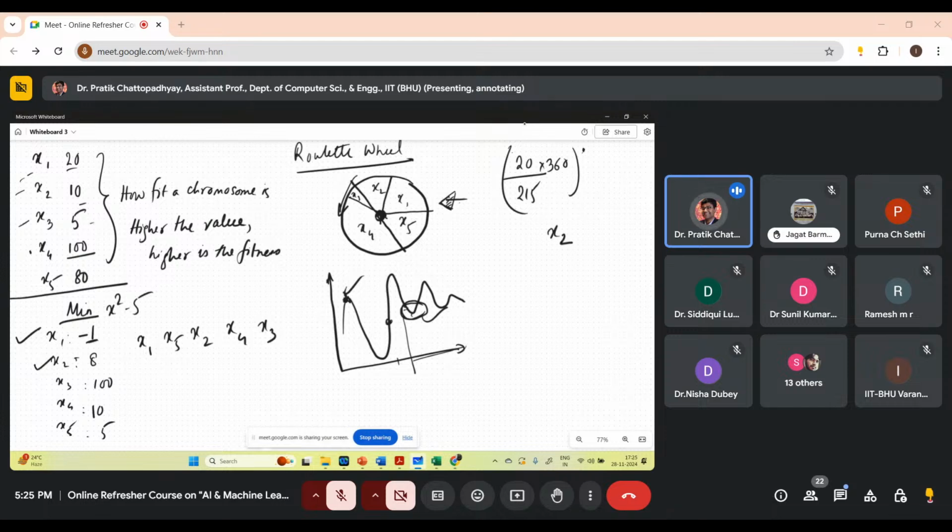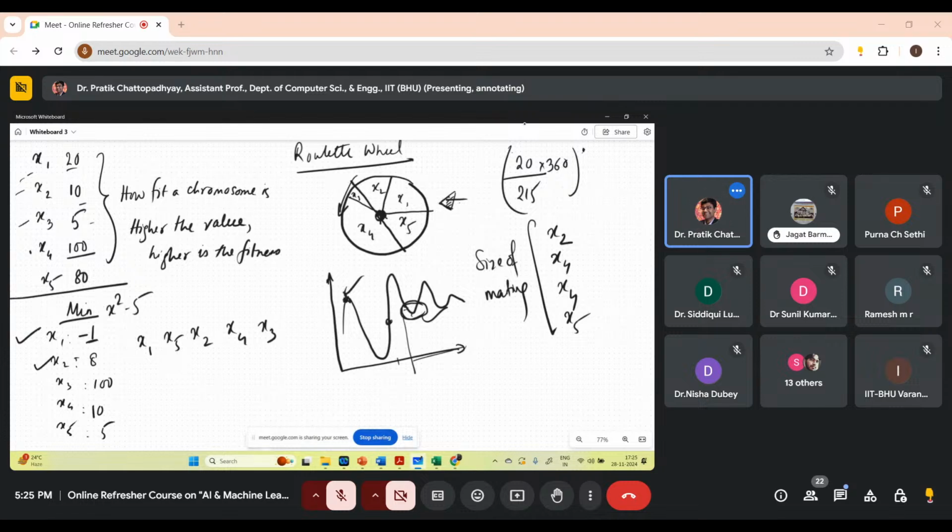Again we rotate the wheel. If we get X4, we put X4 in the mating pool. Again we rotate the wheel. If we get X4, we put X4 here. Again we rotate. If we get X5, we write X5 here. How many times will we rotate the wheel? That is equal to the size of the mating pool, the number of chromosomes we want to select. This also gives us an outside chance to select X3, because after rotating, X3 can also come in front of the head, but that chance is very small.